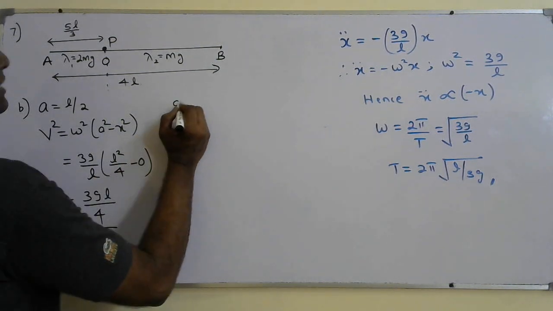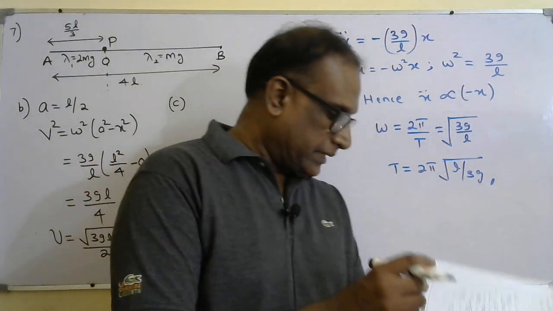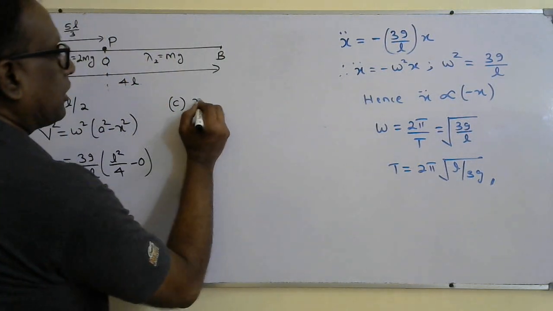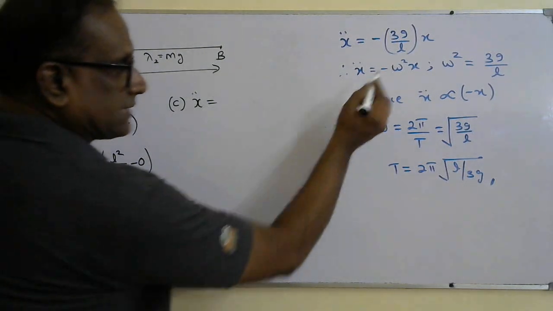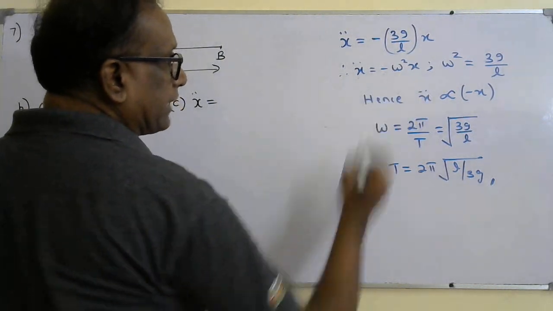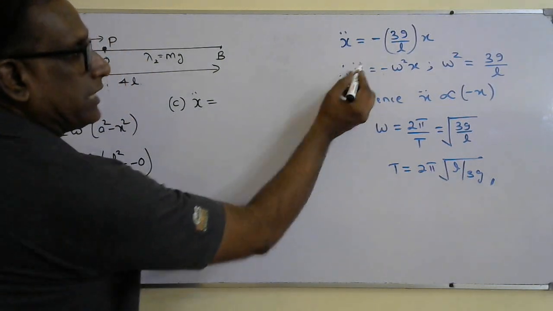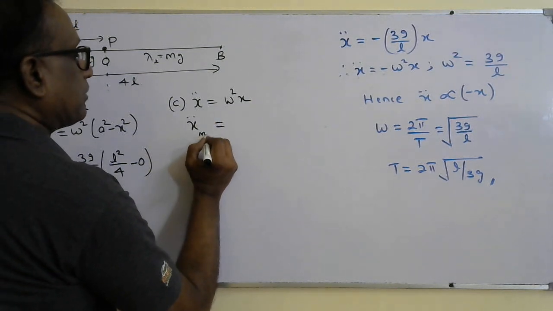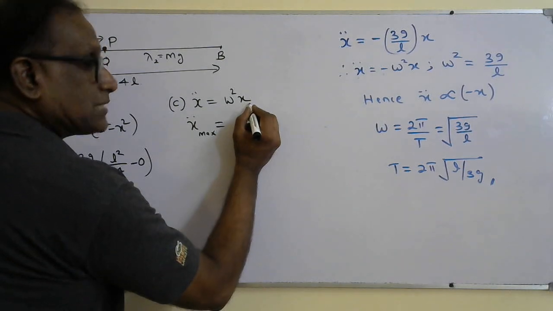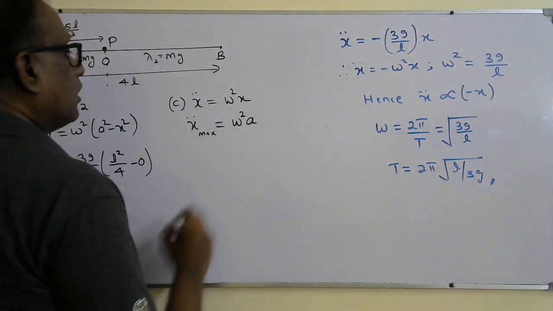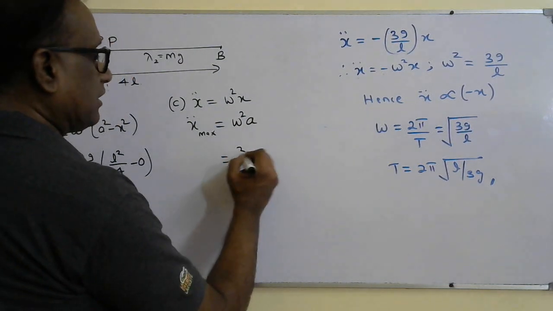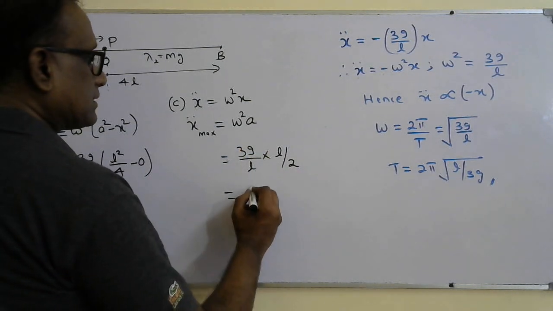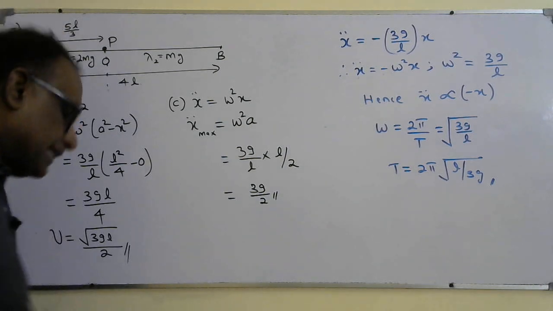Okay, C part. Find in terms of g the maximum acceleration of P. So we know that acceleration x double dot equal minus omega squared x. That minus sign indicates always the direction of the acceleration is opposite the direction of displacement. But when we consider numerical values, we don't need to consider the minus sign. So omega squared x. Maximum acceleration occurs, omega squared is constant, when x becomes maximum. x becomes maximum means at the amplitude. So that is omega squared, we know that 3g over L, amplitude L by 2. So that is 3g by 2. That is the maximum acceleration.